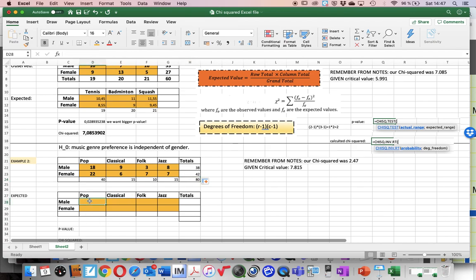So let's try this again, all right? So we're going to go equals, brackets. We're going to go our column total times the row total over the grand total. Okay, now I'm going to fix for the grand total. I'm going to fix both positions because I'm always dividing by 80. And then for this one, just look at the color coding if you're not sure.